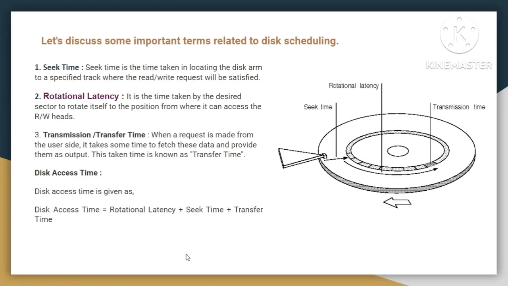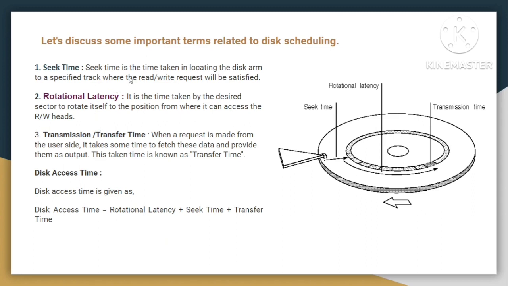So let's discuss some important terms related to disk scheduling. First one is the seek time. Second one is the rotational latency. Third one is the transfer or transmission time. As we discussed, this is the platter. This is known as the track, and the small portion inside the track is known as the sector. So there are multiple times to access these portions.